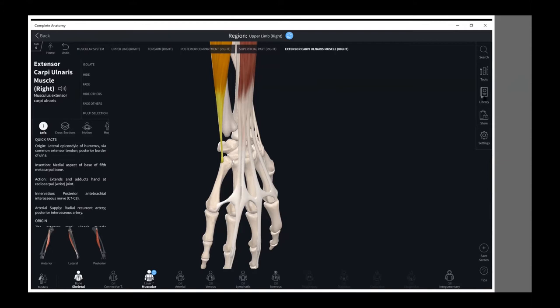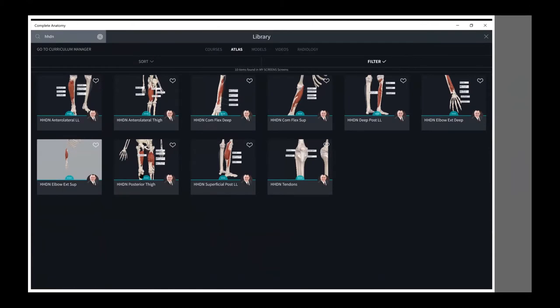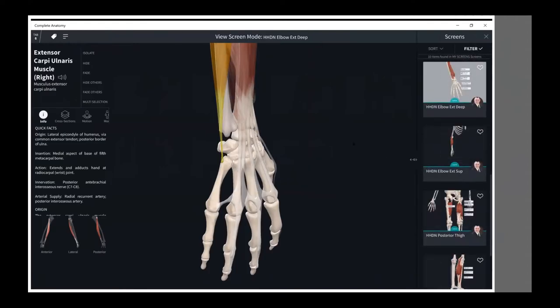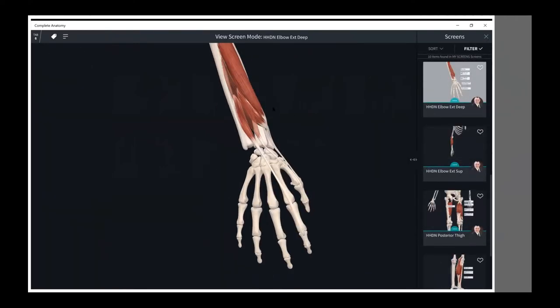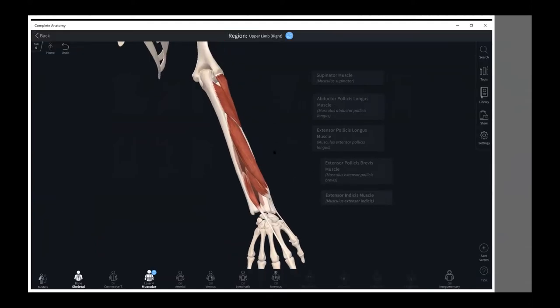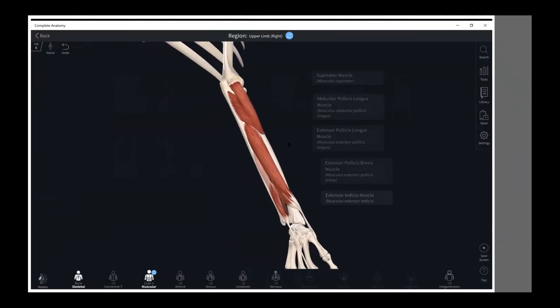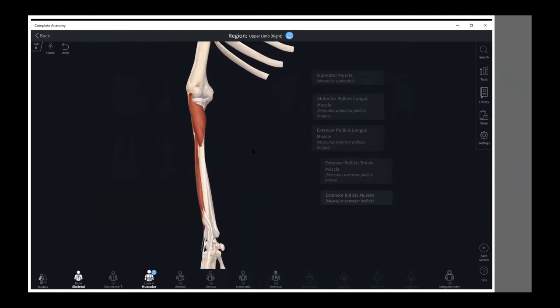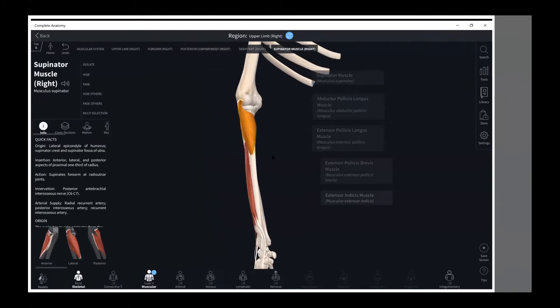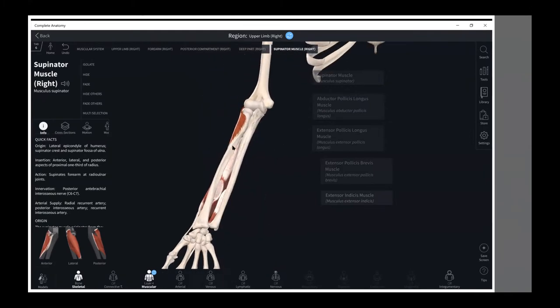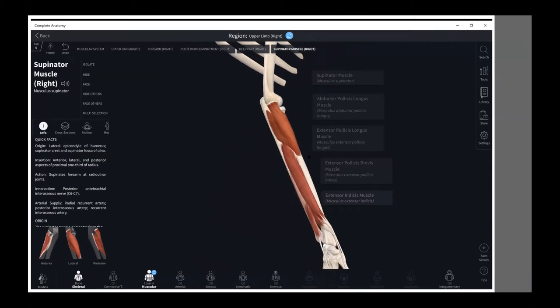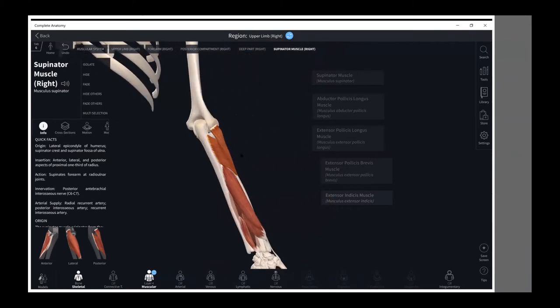So let's move back to the library. Let's look at the deeper musculature here. There's our superficial extensor, deep. Okay. So here, let's close that screen. All right. A lot easier to visualize these muscles without the superficial on, so I take those off first. We'll look at the supinator. So just the visual representation here. Let me get that all the way over.